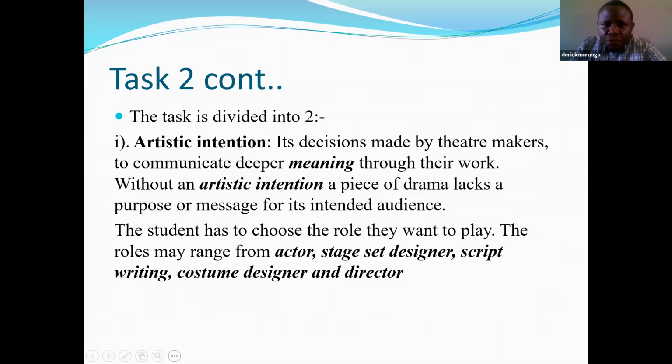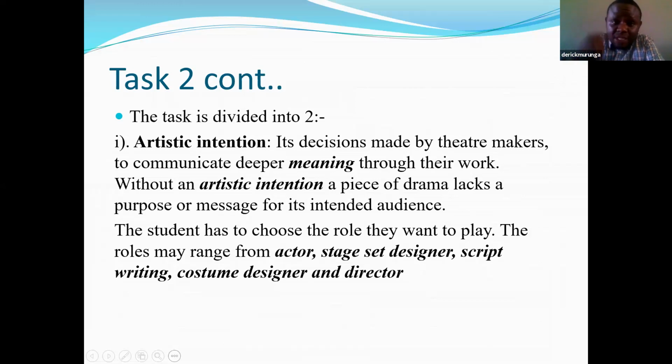The artistic intention is a small definition, I tried to define it: a decision made by theater makers to communicate deeper meaning through their work. For example, I may use Sarafina as a play. What were the theater makers trying to communicate through Sarafina? Or Luanda Magere, what was the author and the director trying to communicate through Luanda Magere or Sarafina? So basically that's the artistic intention.